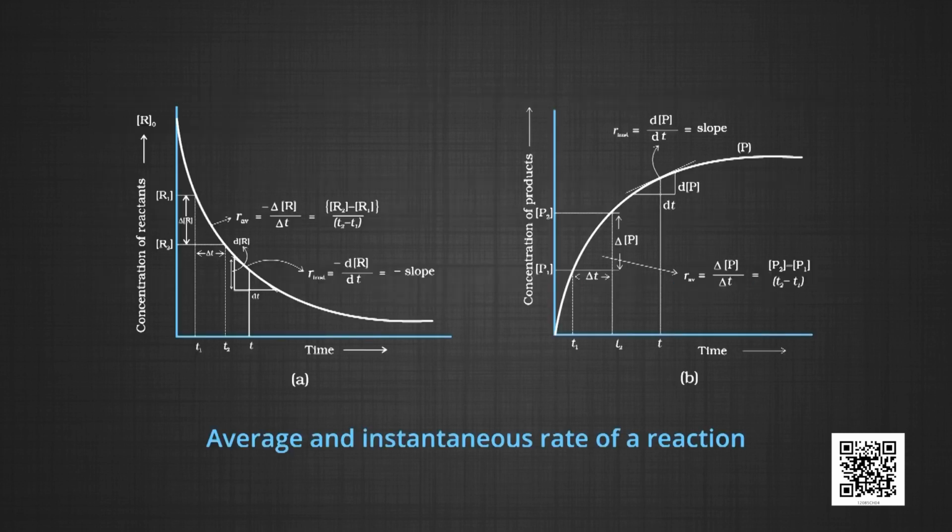From the graphs you can see, the first one is showing the decrease in the concentration of the reactants with the passage of time, that is with the increase in time. The second graph shows you the curve which shows there is an increase in the concentration of the products with time.